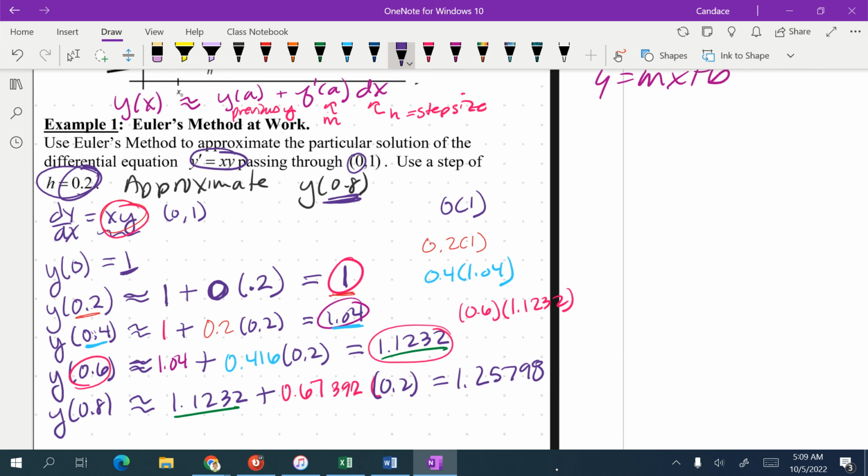Remember, you have to be accurate to 3 decimal places, but you don't want to do any rounding in the middle. You want to leave all of these decimal places in the middle.